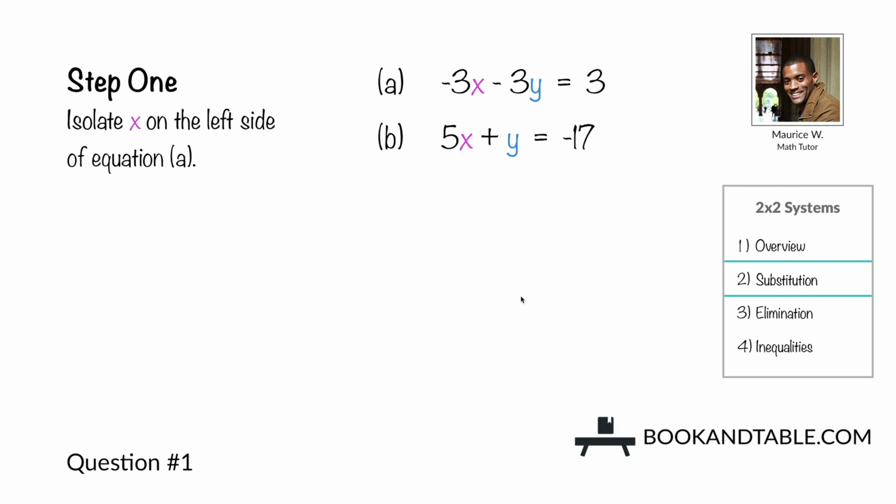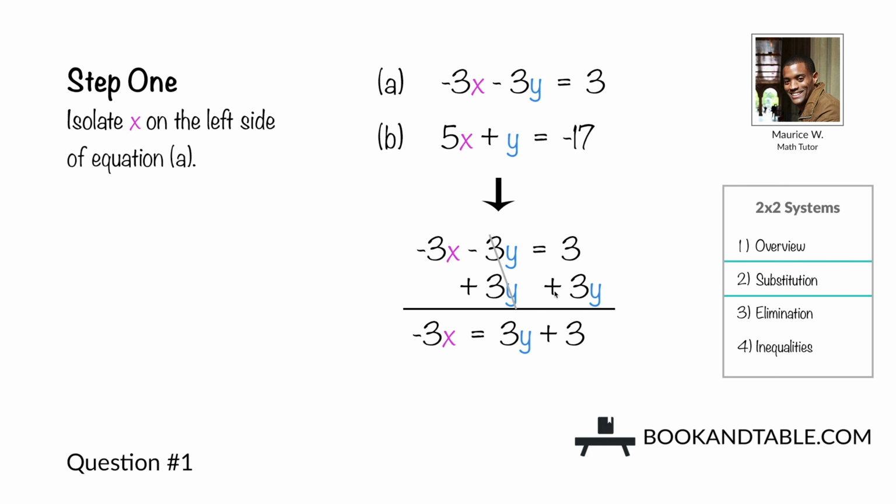Question number 1, step 1, isolate x on the left side of equation A. So equation A, we have negative 3x minus 3y is equal to 3. So we'll isolate x. So we'll start off by adding 3y to both sides, giving us negative 3x is equal to 3y plus 3.